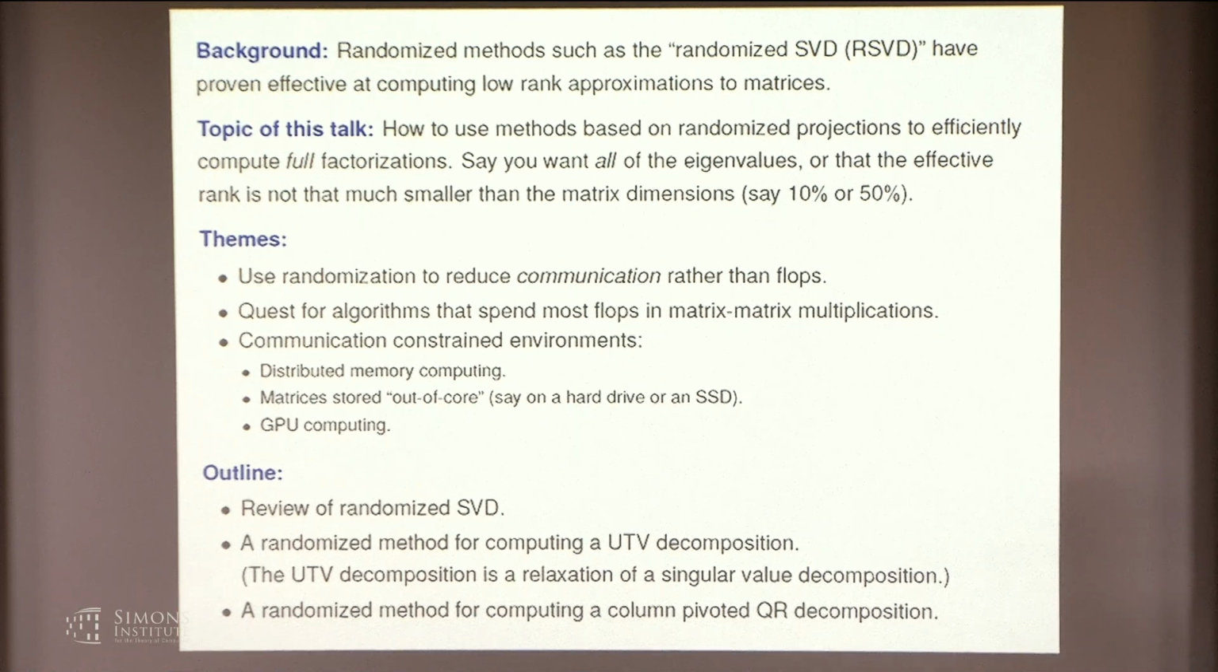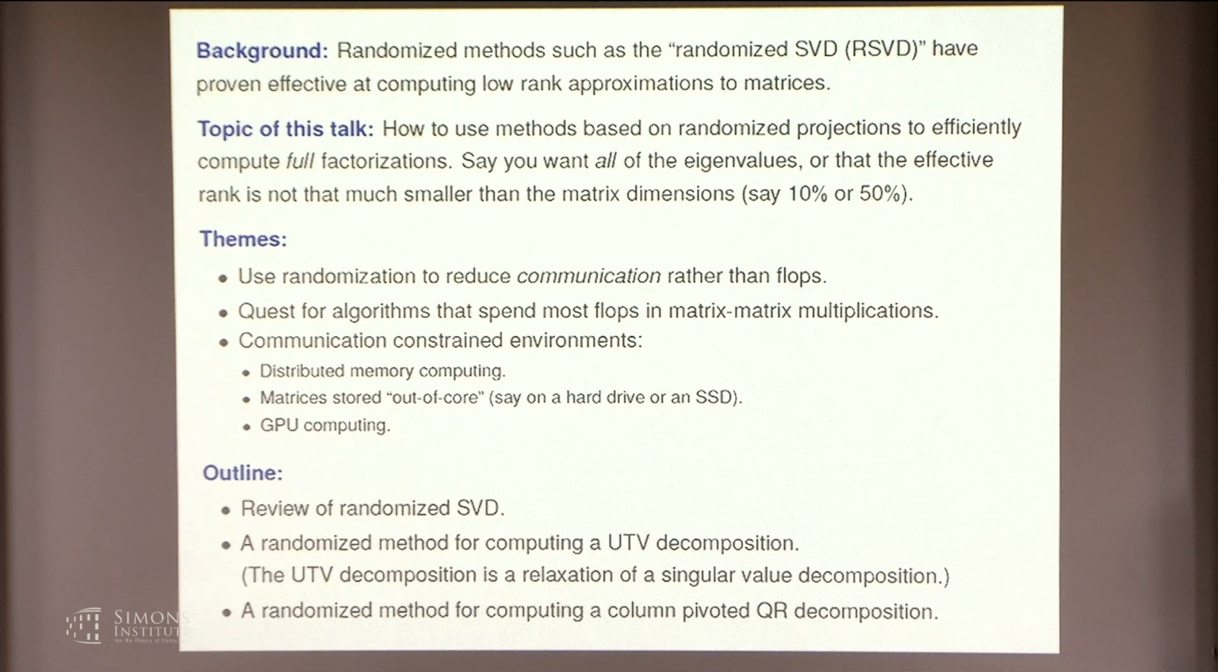So the starting point here is a fairly, by now, well-established technique that I'm sure most of you in the room know. I'm going to describe it anyway because I don't want to assume that everybody has seen this. These are methods based on randomized projections for computing a low-rank approximation to a matrix. And what we've been working on quite a bit the last few years is to see, can some of these ideas be used to compute full factorizations of matrices?